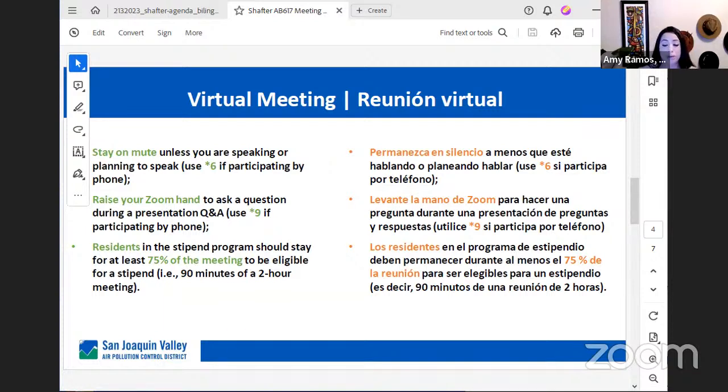And as a friendly reminder to our residents, if you are participating in the stipend program, you should plan to stay on for about 75% of the meeting to be eligible for the stipend program. So that's about 90 minutes of today's meeting. And as a friendly reminder, if you are in the stipend program, please do reach out to our team, that is the Harder & Company team, to ensure that you have all of your paperwork finalized. As we have launched a new year, this is 2023. Therefore, we need to make sure that we have any W-9s or other tax documentation current.